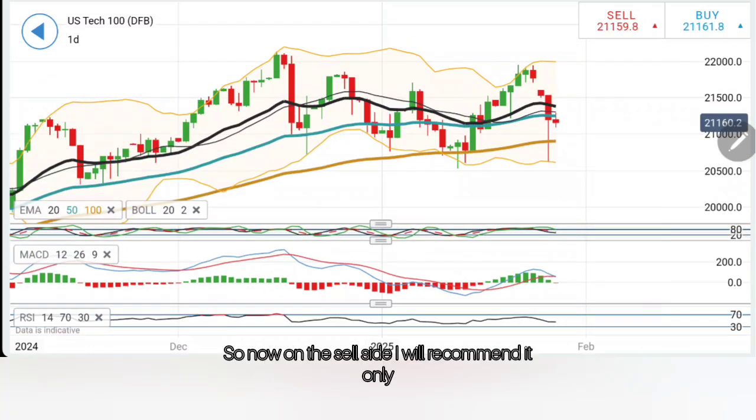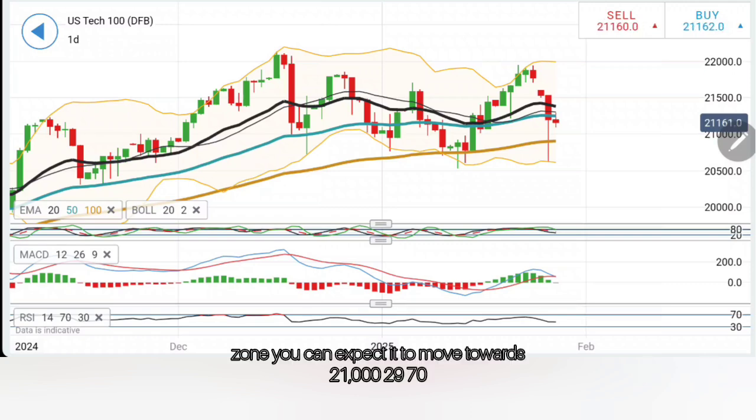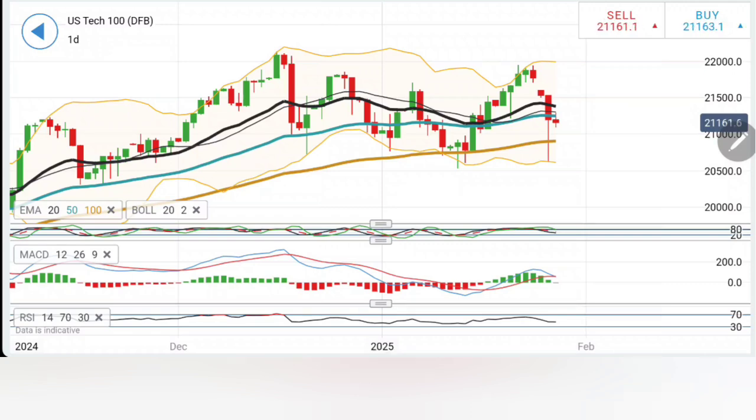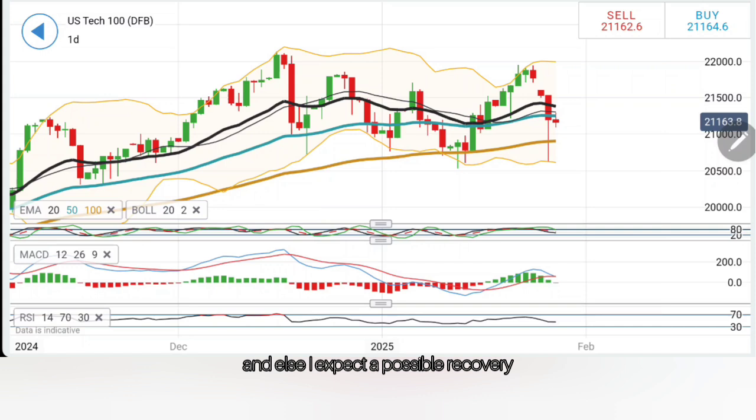So now on the sell side, I will recommend it only and only if you see it is staying below 21,100, 21,080 zone, you can expect it to move towards 21,000, 20,970 as the first support zone, and then below that 20,920 should appear. Below that is where you can expect a greater correction. Else I expect a possible recovery.